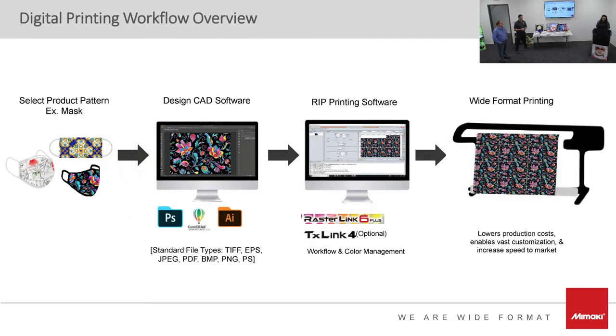So here's an overview of the digital printing workflow. The example we have here today is a mass application. There's other applications that you could create with digital printing. After you have chosen your application, you would then move on to your design CAD software. This can be Photoshop, Illustrator, or CorelDRAW. After that, you move on to your RIP printing software. Mimaki offers Rasterlink 6 and TXLink 4. TXLink is more specifically for your textile designers, but this is where you will set up your quantities, your workflow, and your color management. After that, you will queue for printing. And this is where it enables you to do fast customization and speed to market.